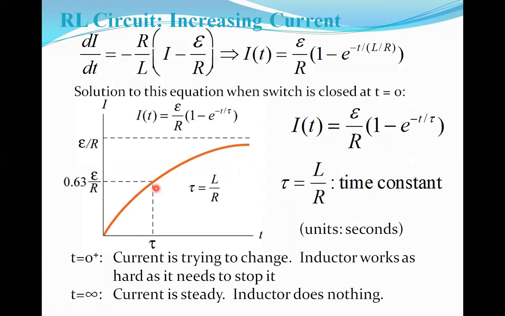Now we have two conditions. Let us understand the first. As we have I is equal to I naught into 1 minus exponential of minus R by L into T. Suppose we derive it.